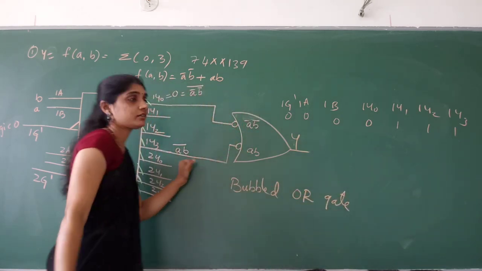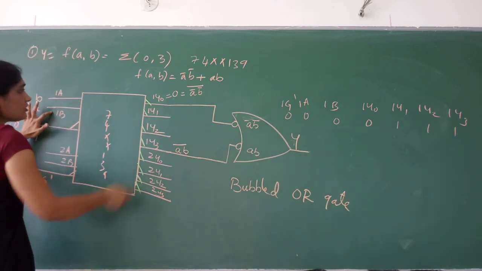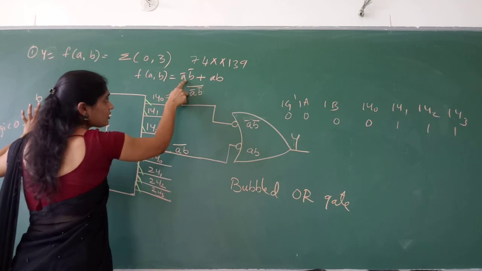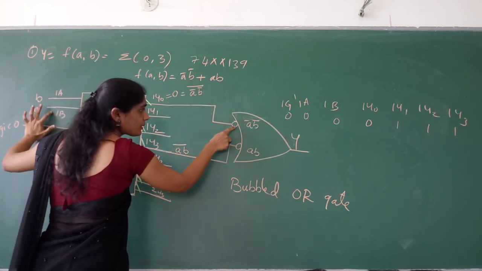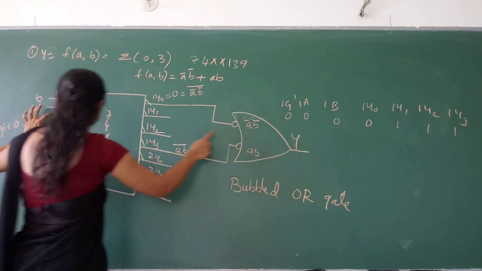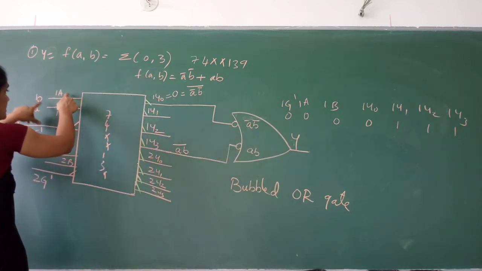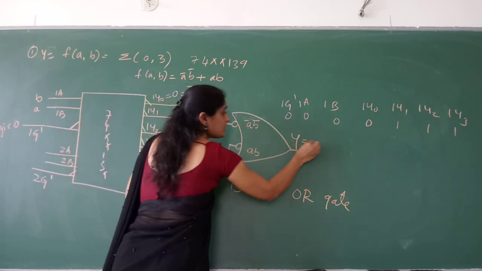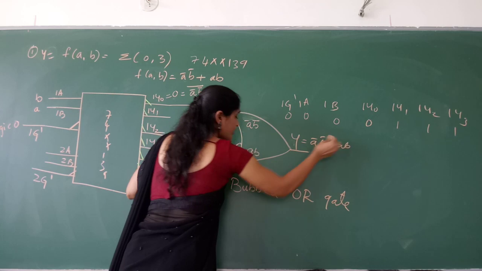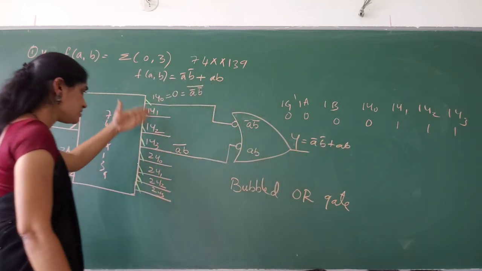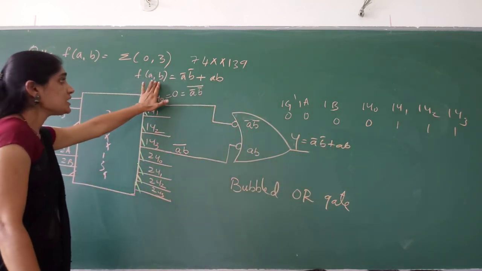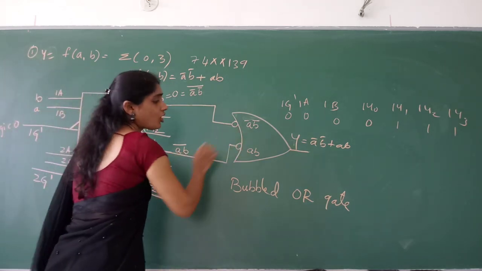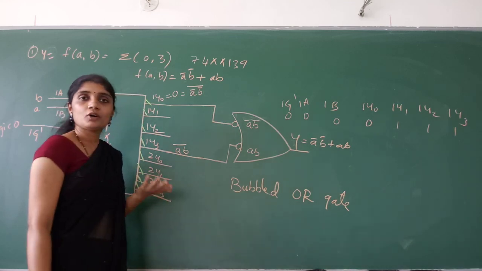Why a bubbled OR gate? See, if you give 0, 0, Y0 is active. That means I am getting A bar, B bar, whole bar. But I want only A bar, B bar. So if you give to a bubbled gate, here you have A bar, B bar. Similarly, for 3, that means for AB 1, 1, I will get AB. So Y will be equal to A bar B bar plus AB. Why are we doing so much? Because the decoder outputs are active low, but min terms indicate where the output will take logic 1. That is why it is a bubbled OR gate. Otherwise it would have been only an OR gate.